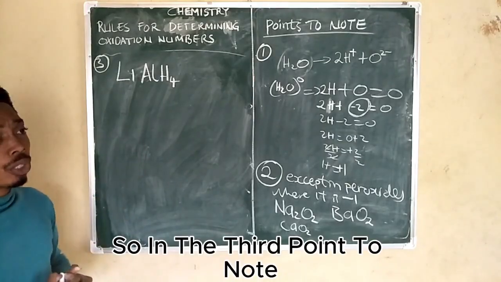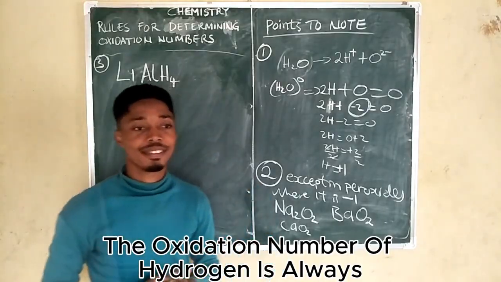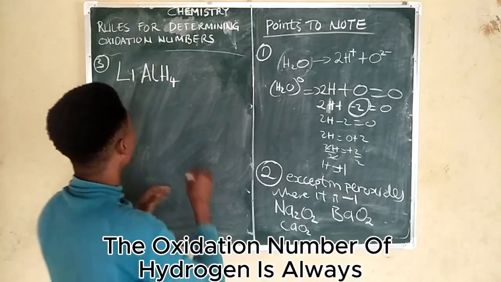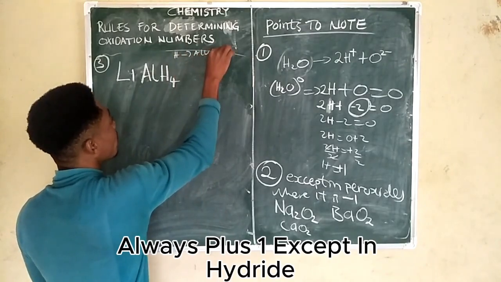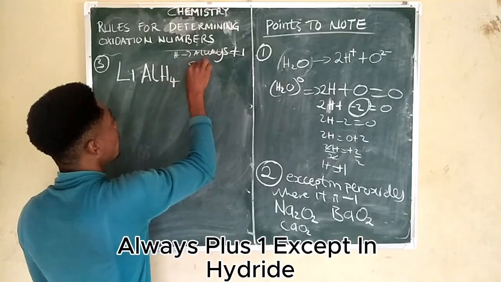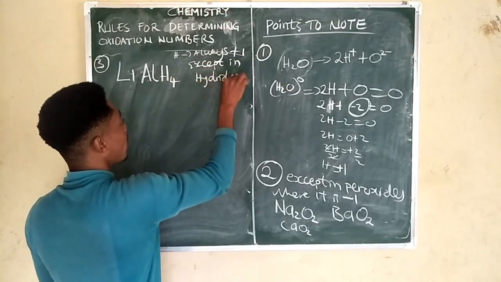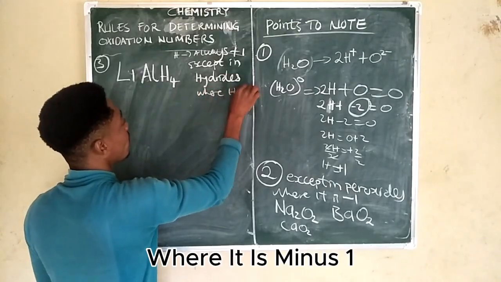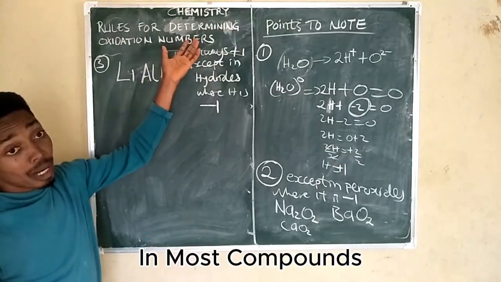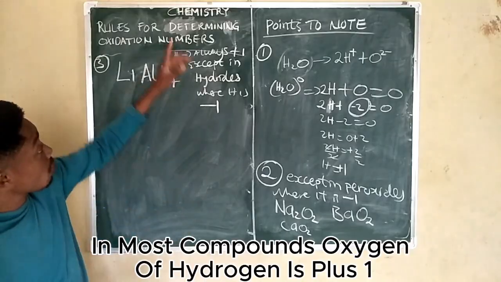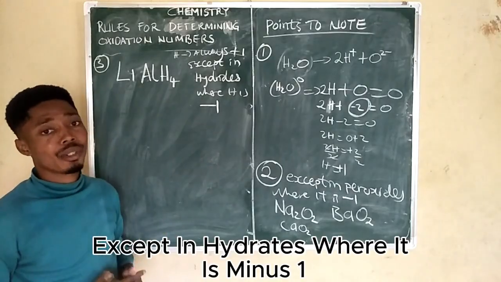So, in the third point to note, the oxidation number of hydrogen is always +1, except in hydrides, where it is -1. In most compounds, the oxidation number of hydrogen is +1, except in hydrides, where it is -1.